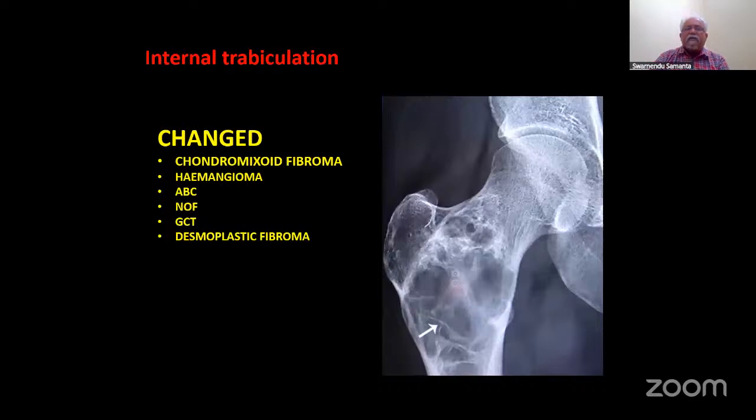Then for internal trabeculation, there is a simple mnemonic, CHABAGD: chondromyxoid fibroma, hemangioma, ABC, non-ossifying fibroma, GCT, and desmoplastic fibroma.